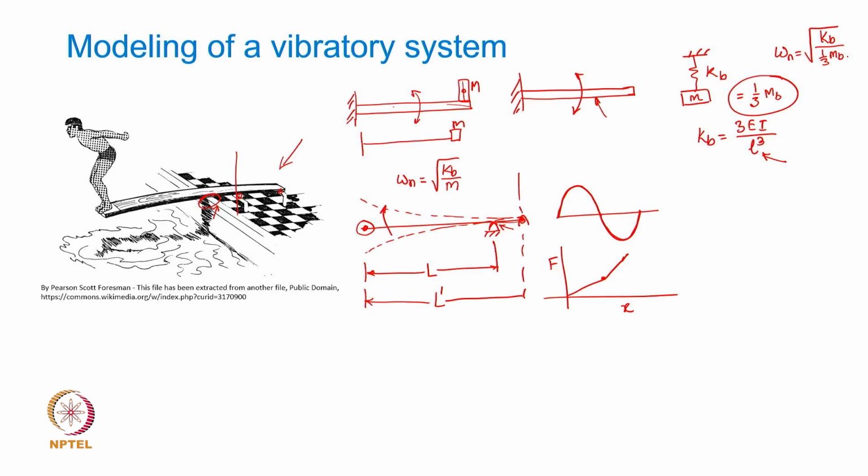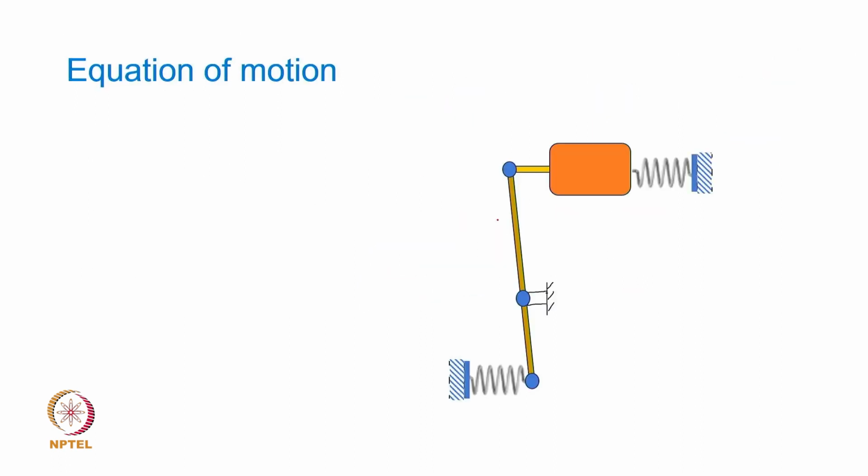If we assume that it is going to rock around this particular point without releasing the contact point here, then with that assumption you can still find the natural frequency of vibration of this particular springboard. Okay. So, this is how we can model this specific system.